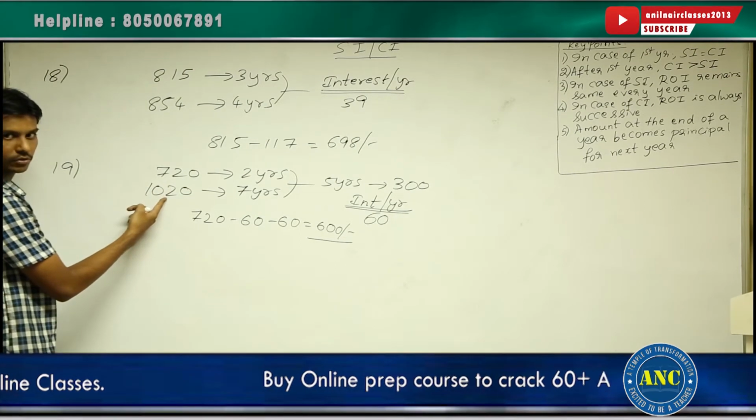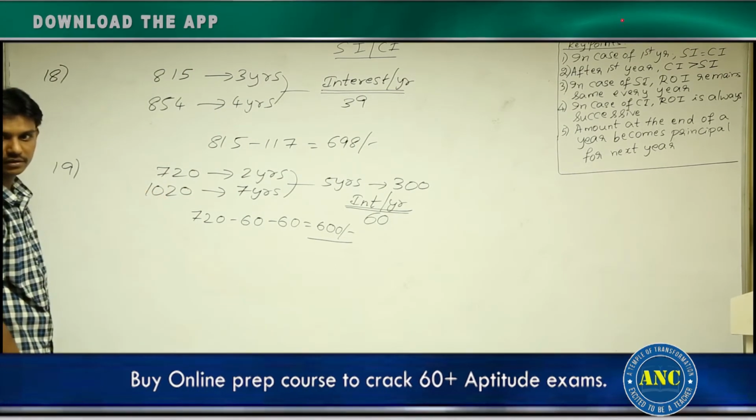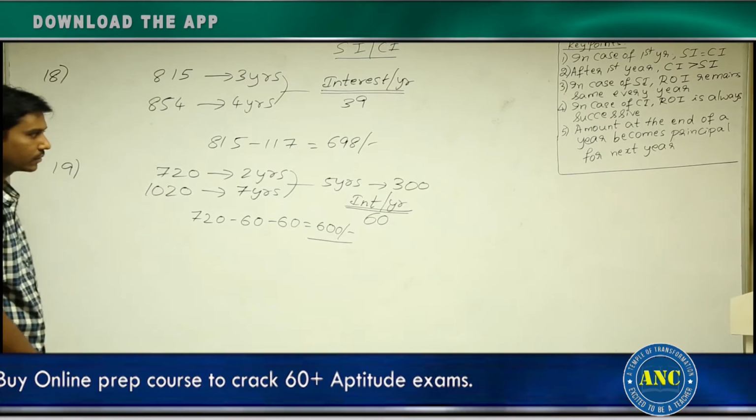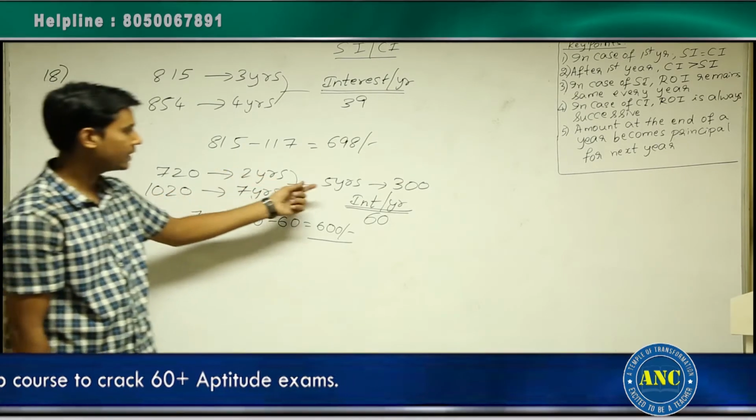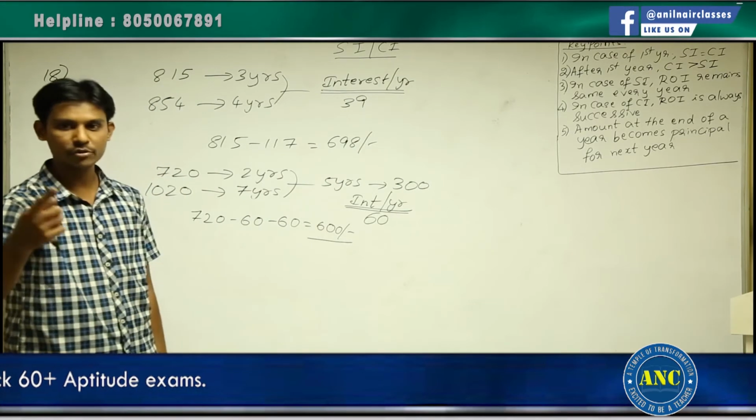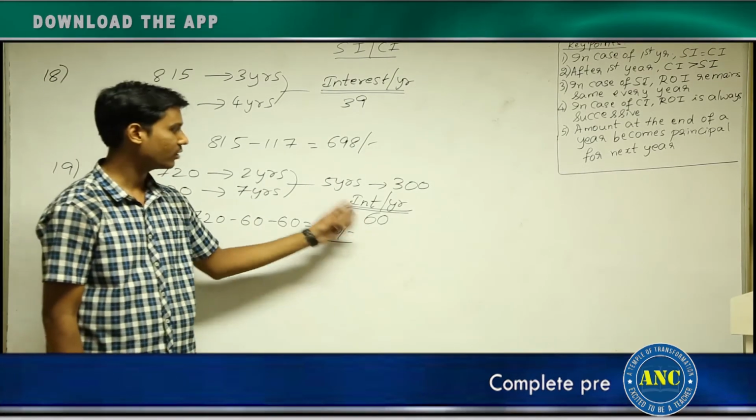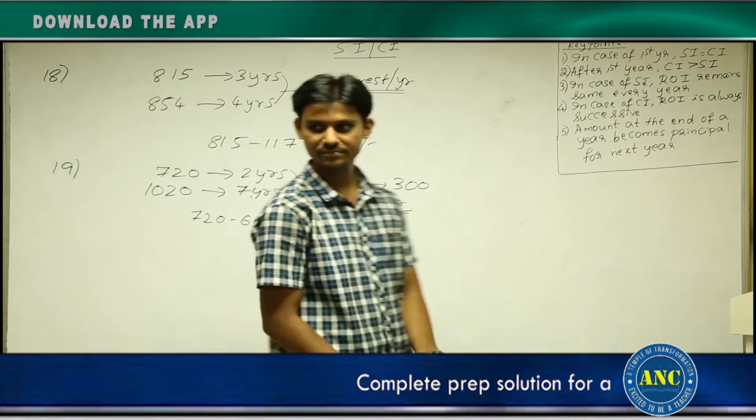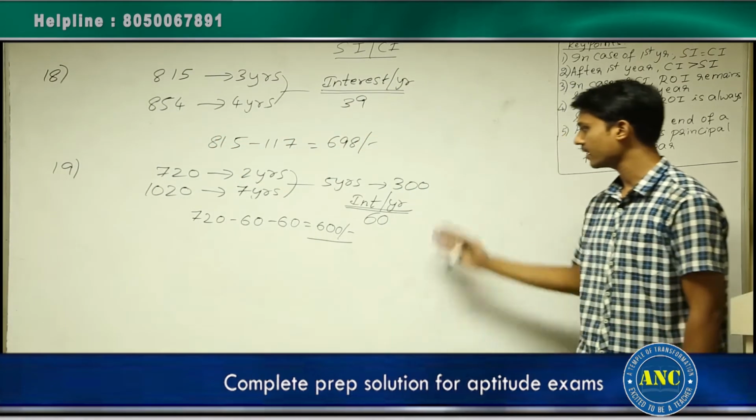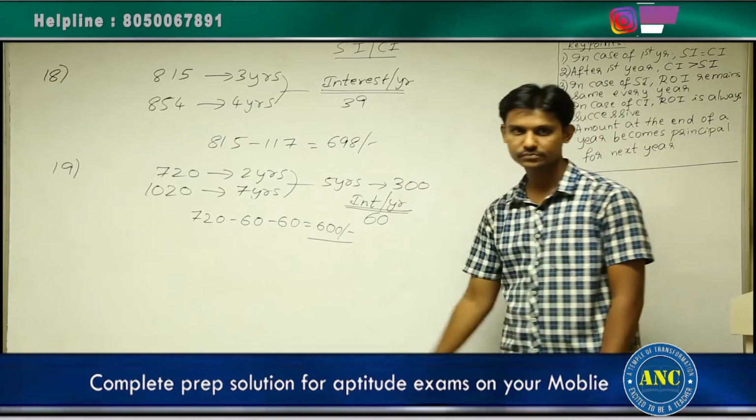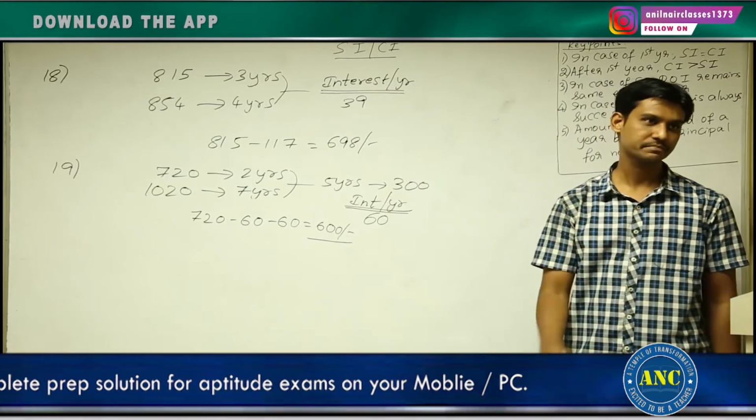720, 1020. What is the difference? 300. 5 years this is. For 5 years I give you 300 rupees extra. Every year 60 rupees extra, right? 60 into 5 only is 300, right? Understanding? 300 by 5 is what I did there. Everyone understanding, sir?